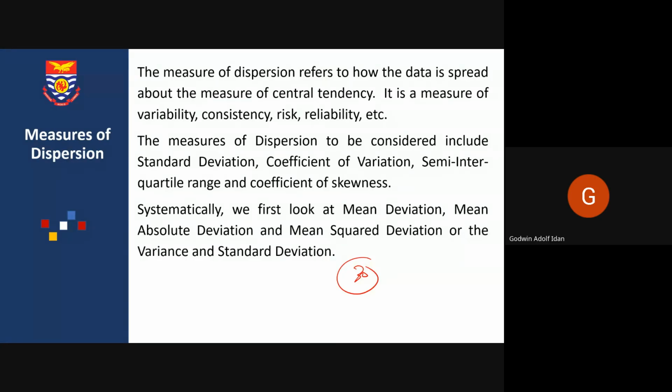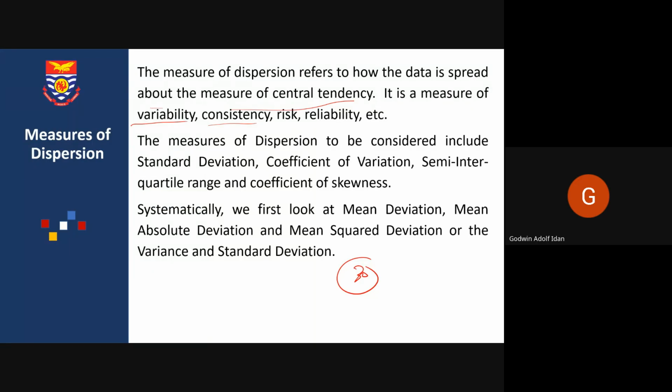So it just refers to how the data is spread about the measure of central tendency, and it is a measure of variability. One of the applications is that we are able to look at how variable or consistent these values are. We can also use it to assess the risk when it comes to investment, and how reliable the results are. So the central tendency that we've computed, how reliable is that value that we're using to represent, let's say, the median, the mode, or the mean.